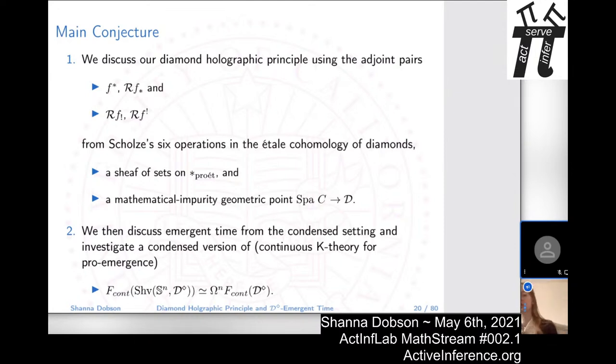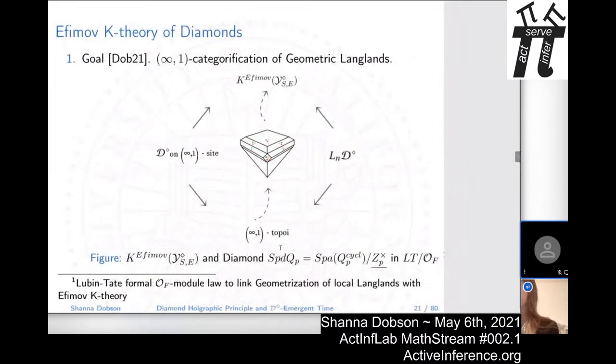So then let's actually discuss emergent time from that condensed setting and investigate a condensed version of the continuous K theory for pro-emergence, right? That's wild. So the continuous K theory, right? So let's use Efimov's continuous K theory and then try to put the pro object together as a pro-emergence. Boom. Okay, so here's this image. I think I showed it last time.